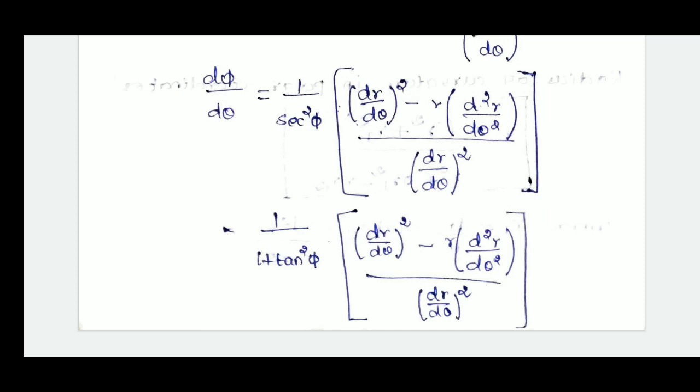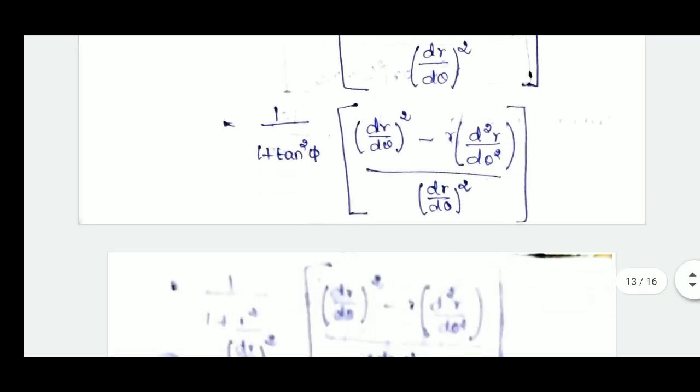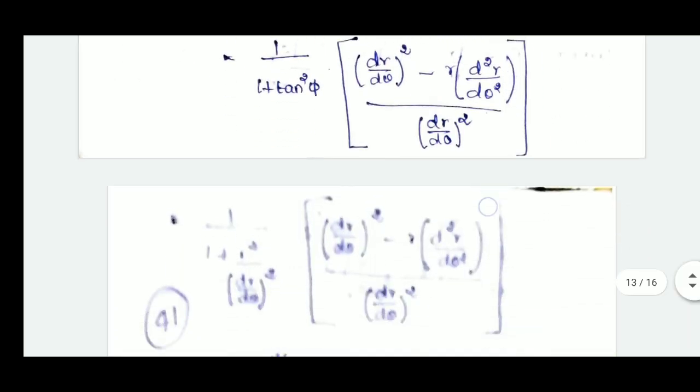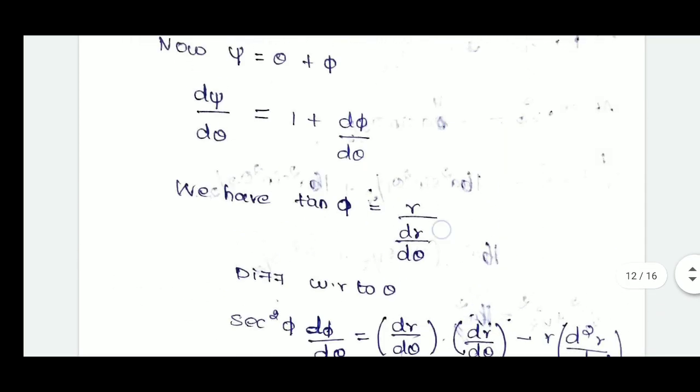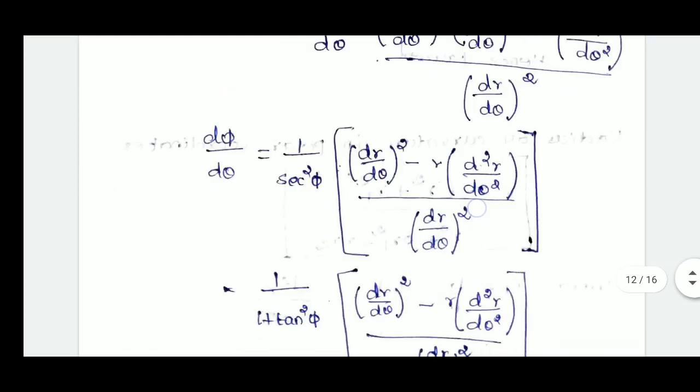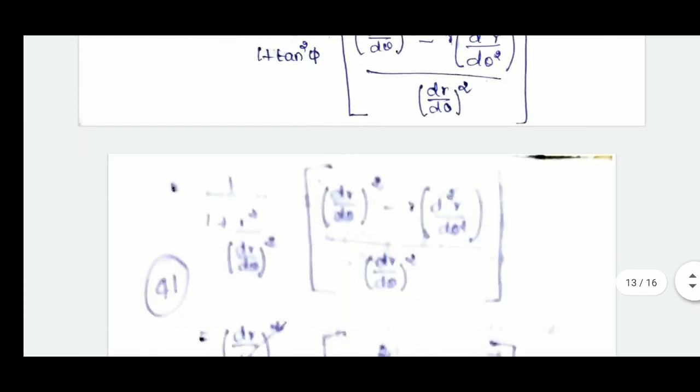So equal to 1 by secant square phi. The formula is secant square phi equals 1 plus tan square phi, into dr by d theta the whole square minus r into d square r by d theta square, by dr by d theta the whole square. Instead of tan phi we write the result r by dr by d theta, so we get 1 plus r square by dr by d theta the whole square.